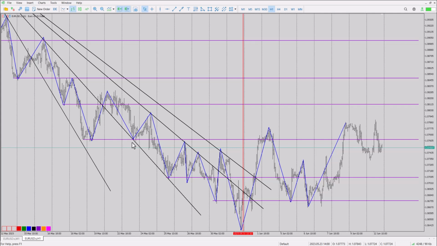Do you need indicators? Maybe, but technically this is the foundation of any system, any strategy.